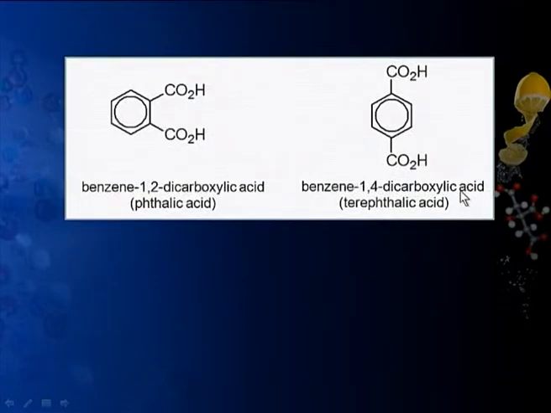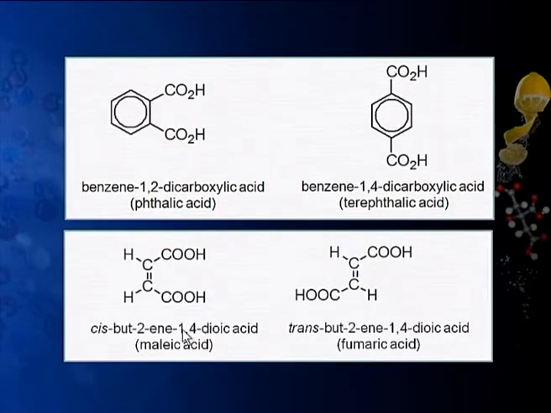These are aromatic dicarboxylic acids like phthalic acid, which is benzene 1,2-dicarboxylic acid, or terephthalic acid, benzene 1,4-dicarboxylic acid. These are some unsaturated dicarboxylic acids with which we are familiar. We have discussed earlier maleic acid and fumaric acid. We will not involve these dicarboxylic acids in our discussion in today's session. We will take up simply the aliphatic dicarboxylic acids.